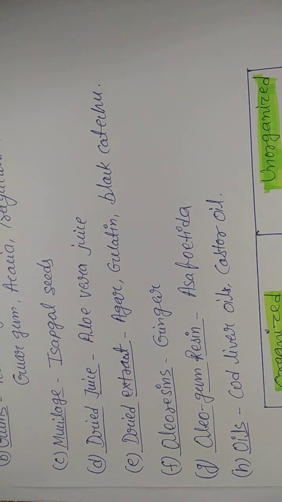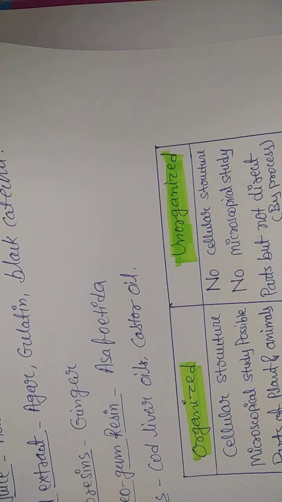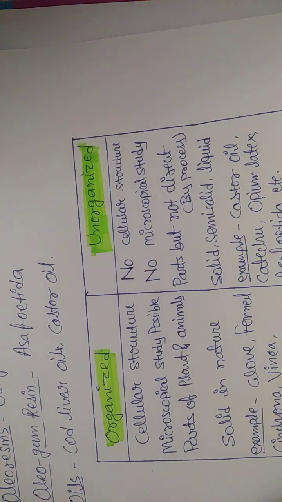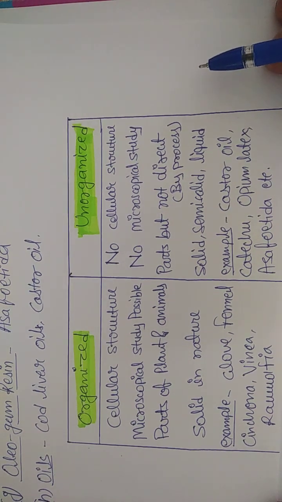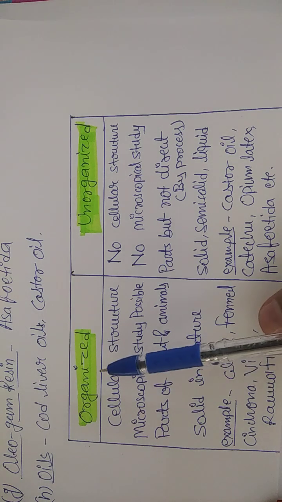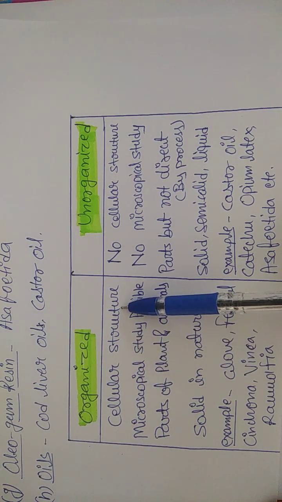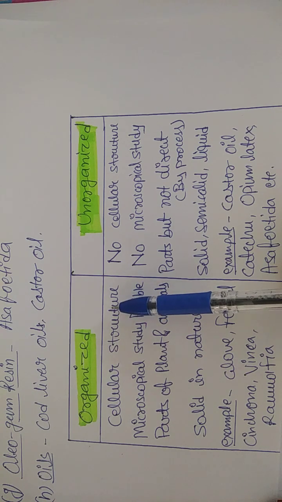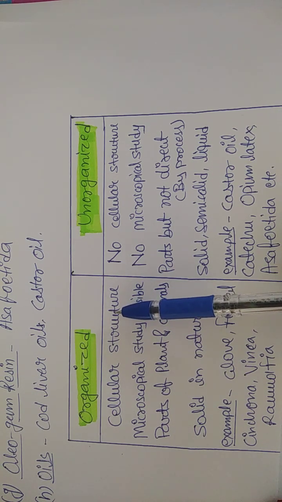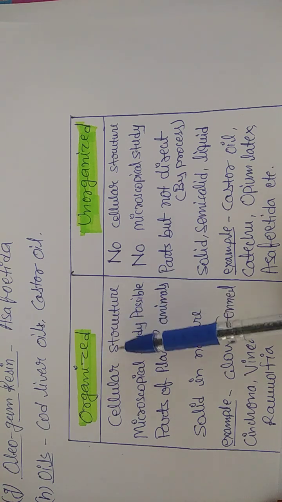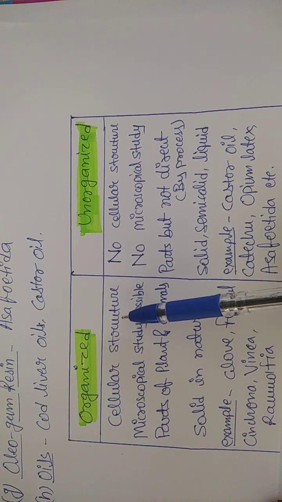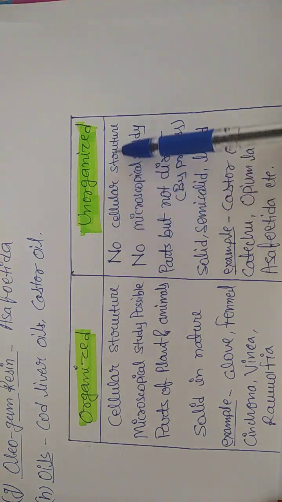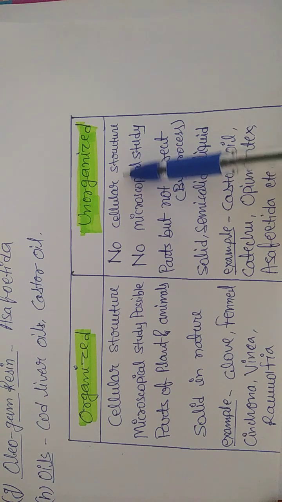So what is the basic difference between the organized and unorganized drug? If you understand that, it will be easier to understand what exactly these are, okay? In organized drugs, as we discussed just now, cellular structure will be there, with proper arrangement: stone cells, vascular bundle, xylem, phloem, upper epidermis, depending on the root, stem, fruit, flower, bark, which we can hold in our hand, and they are visible, with proper anatomical structure. Whereas in unorganized, there is no cellular structure, they may be in liquid form, so there is no cellular organization. Microscopical study is not possible.